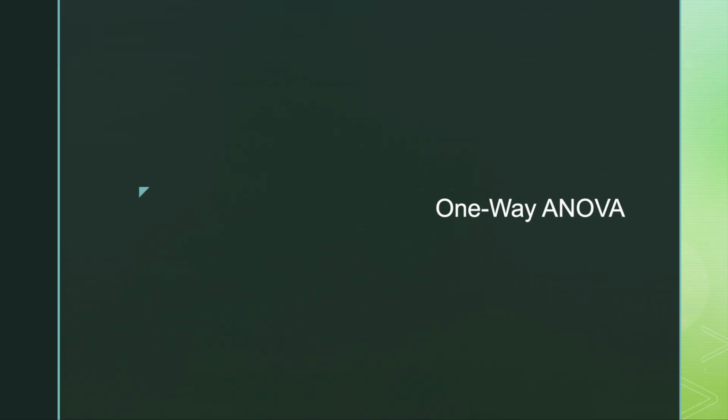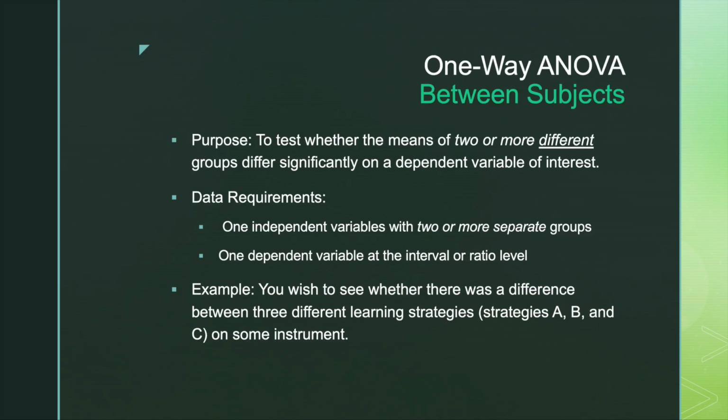Next on our to-do list is going over the one-way ANOVA to make sure that we're good to go with that. So the purpose of using a one-way ANOVA is to test the means of 2 or more different groups and whether they are significantly different on some dependent variable. So the big difference between a t-test and a one-way ANOVA is that a t-test can only handle 2 different groups, where an ANOVA can handle 2 or more.